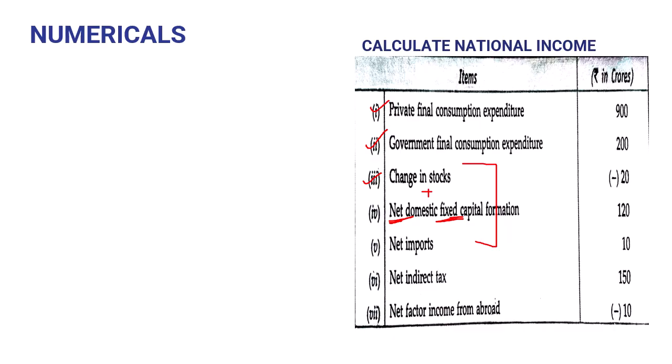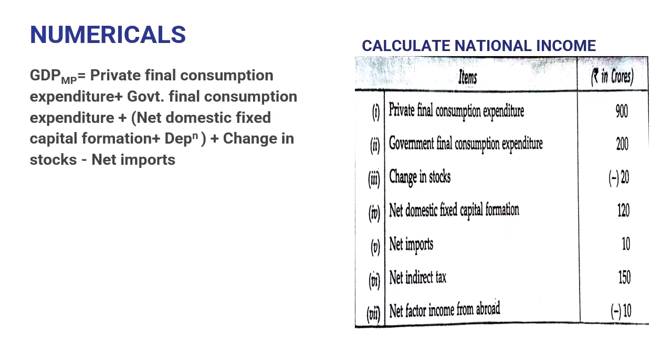So GDP-MP is equal to private final consumption expenditure plus government final consumption expenditure plus net domestic fixed capital formation plus depreciation. अब ये मैंने आपके लिए यहाँ पे ऐसा किया है, net domestic fixed capital formation plus depreciation. अगर आप चाहो तो depreciation avoid भी कर सकते हो, लेकिन फिर उसमें आपका aggregate GDP-MP नहीं रहेगा, वो NDP-MP हो जाएगा, because आपने depreciation include नहीं किया.